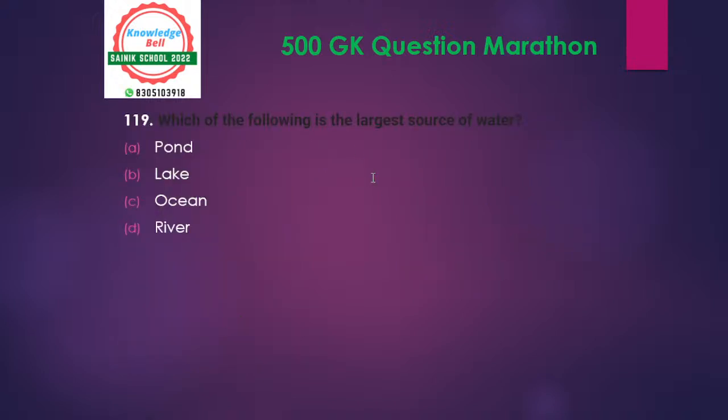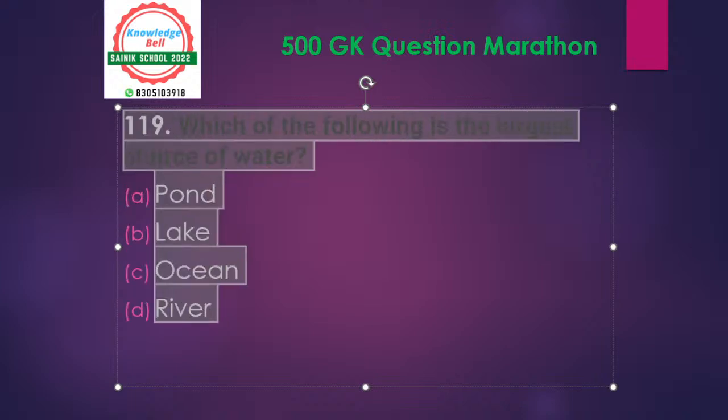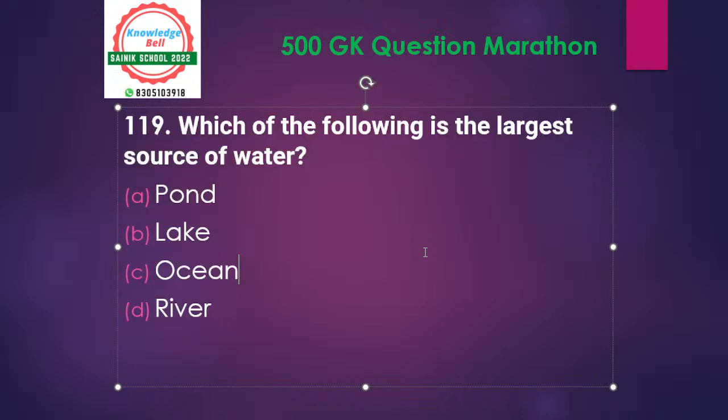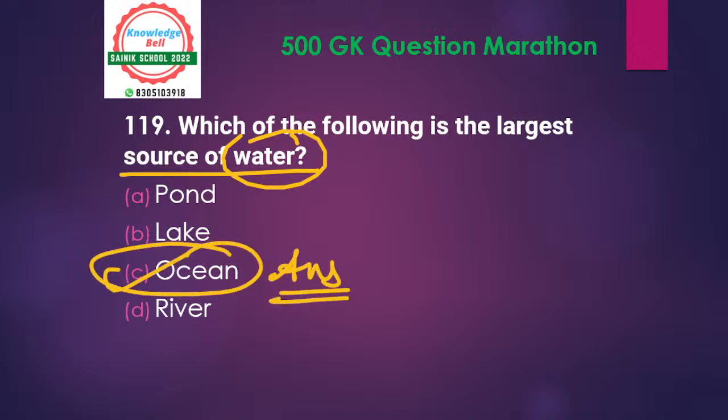Next question, question number 119. Which one among the following is the largest source of water? We have to tell the largest source of water: pond, lake, ocean, river. Now the thing about this question is, question ने क्या कहा है? Largest source of water. Question is not asking largest source of fresh water. Question is सिर्फ कहा water. So largest source of water is what? Ocean. Ocean क्या है? Ocean is the largest source of water.